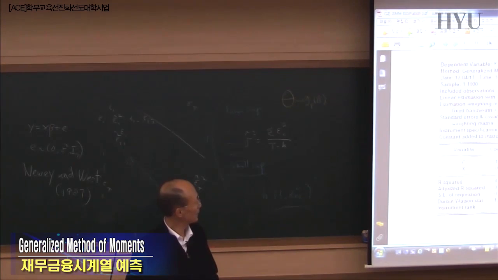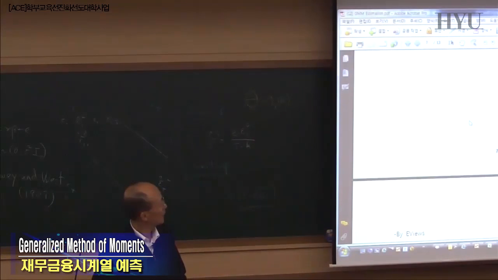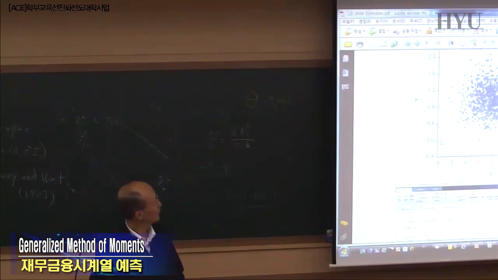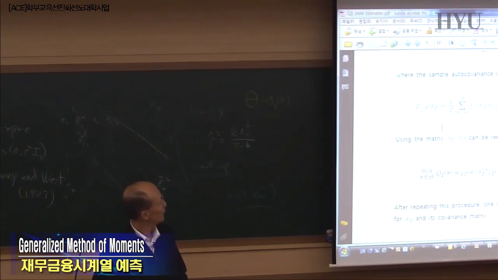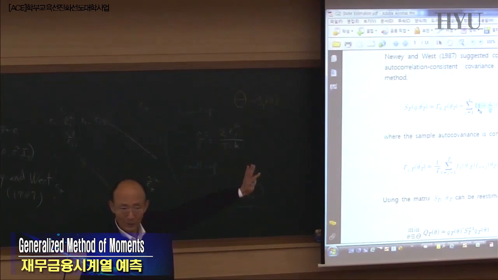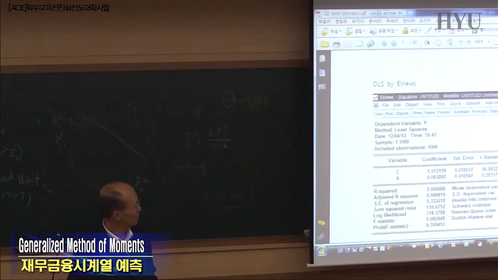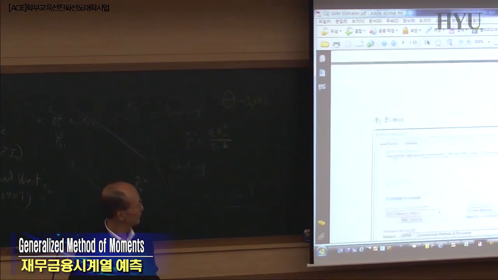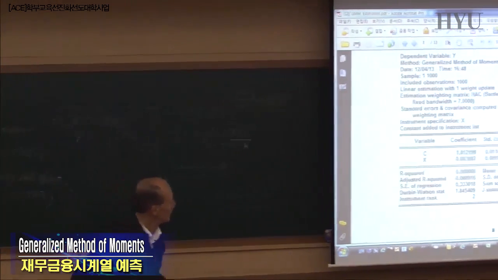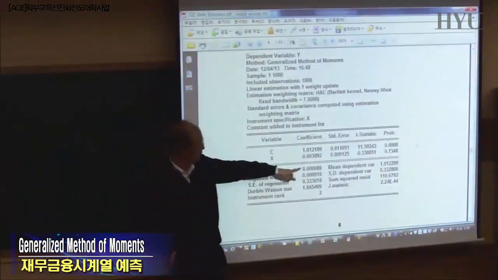This Bartlett corner, Newey-West corresponds to, where is Bartlett? This guy is Bartlett. This scheme. This weighting scheme could be different, right? You can devise something different, but that's one. Parzen is another one. So, very similar coefficient and standard error.